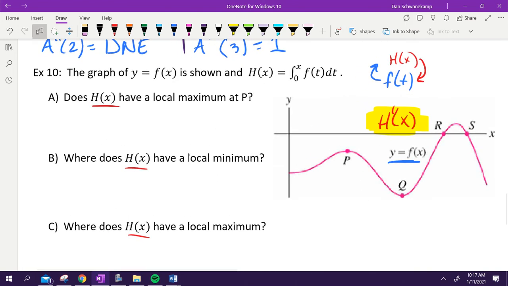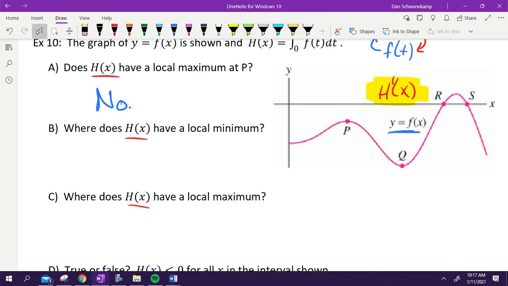Does h of x have a local maximum at P? Talk with your neighbor. Come up with an answer. Thumbs up, it has a local maximum. Thumbs down, it doesn't. Nah, it does not. H prime has a local maximum, but H doesn't. What is P actually going to be for H? H prime has a local maximum. That would make it a point of inflection. Good job. It is point of inflection. It's been a minute since we've done that. We'll come back to it.